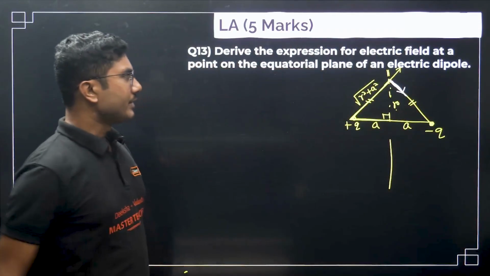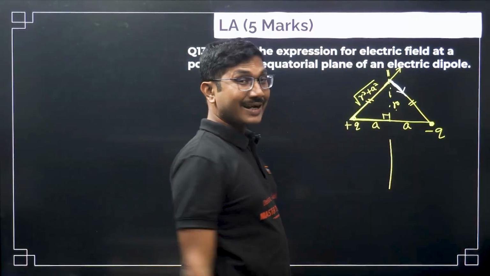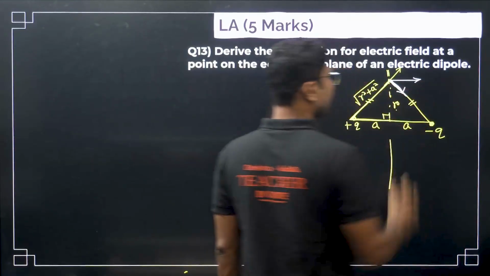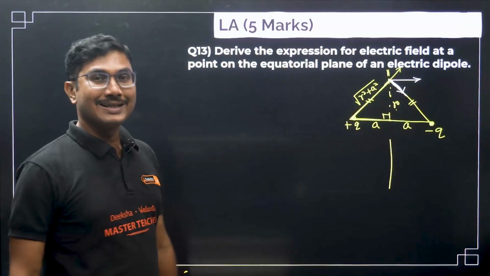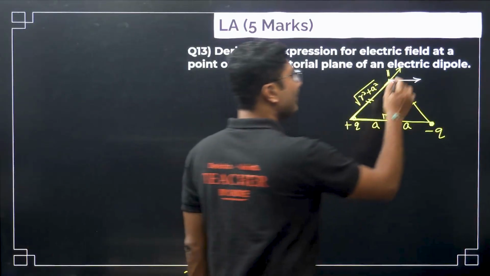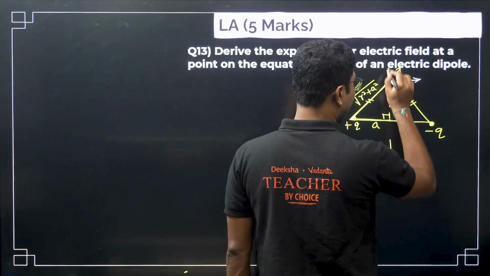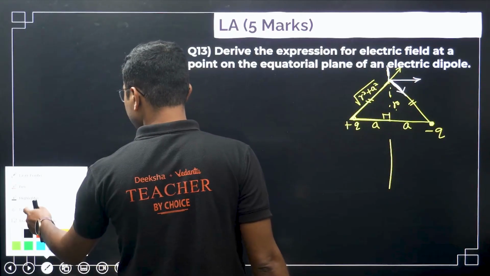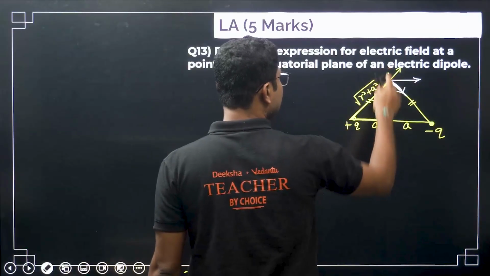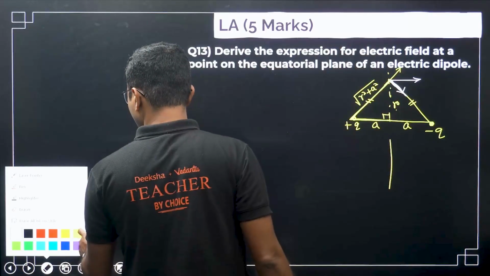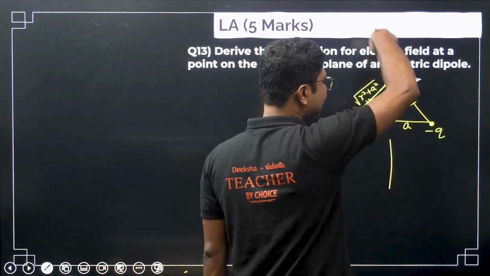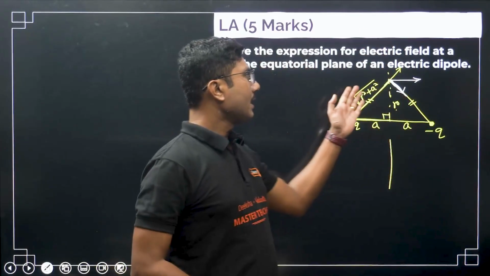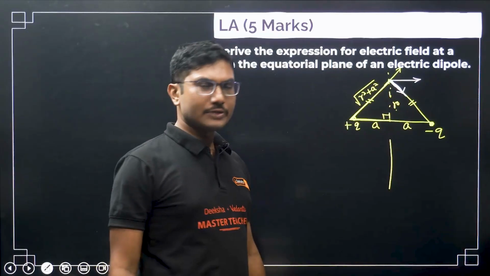Okay, so this is plus, this is minus. So the net electric field will be in this direction. Why? You can divide this into two components, one along the y-axis, one along the x-axis. Now the y component due to the plus is in the upward direction, and the y component due to the minus is in the downward direction. So plus and minus, they will cancel, but the x component in both cases will be added.